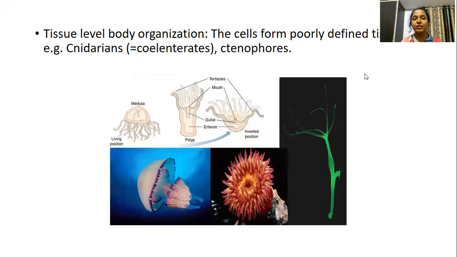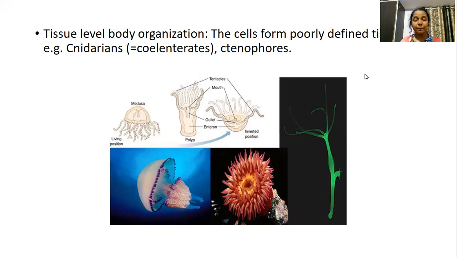Next, we'll move on to the tissue level body organization. We know that a group of cells which performs a particular function forms a tissue. So that is tissue level body organization. The animals which possess tissues as functioning structures come under tissue level body organization. So the platyhelminthes, aschelminthes, ctenophores, and cnidarians all come under tissue level body organization.